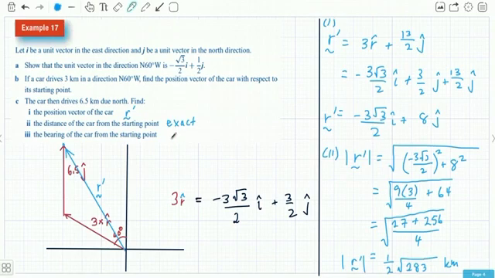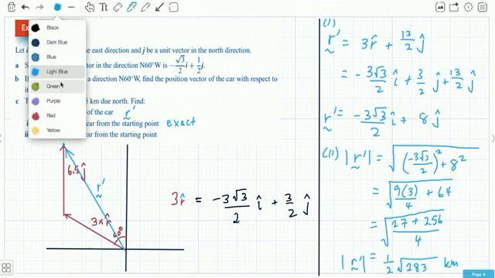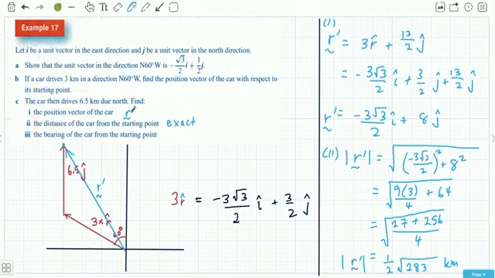The last part here is asking now for the bearing. What is the bearing of the car from the starting point? Now, if you think about the picture that we've drawn here, I'll just do it in green, the bearing would be this bearing. What is that angle there? Effectively what we're asked for. So we could do it as a bearing west, or we could do it as a true bearing all the way around, but it's going to help us to find this here.